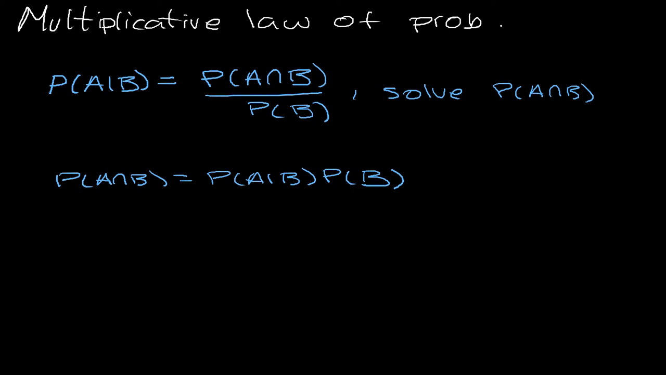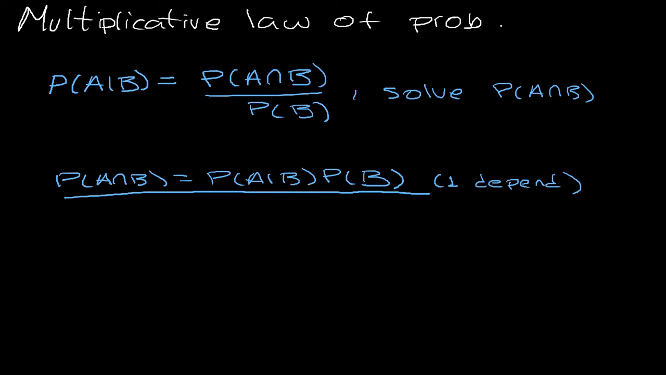That's it. Some authors say that there are two multiplicative laws, when A and B are dependent and when A and B are independent. So according to them, this is the first one, where A and B are dependent. So this is the multiplicative law. This law tells us how to compute probabilities of intersections using the conditional probability.